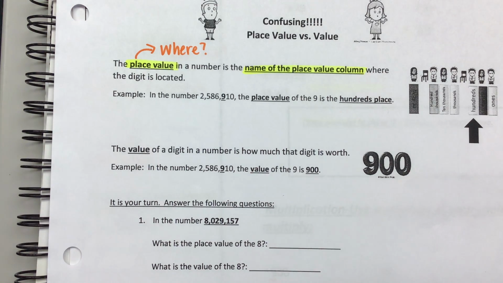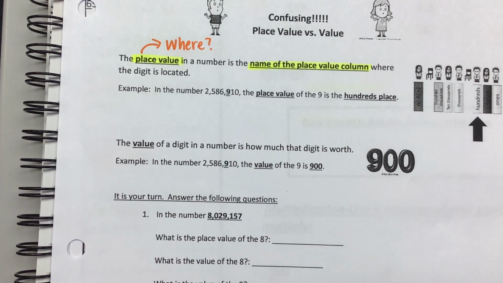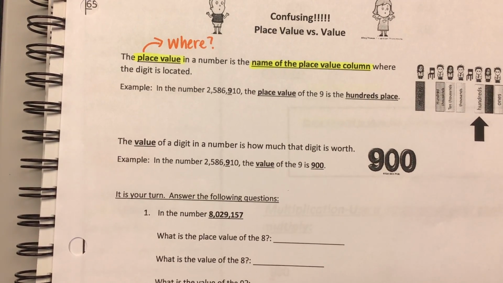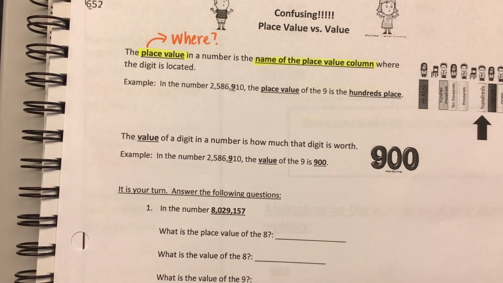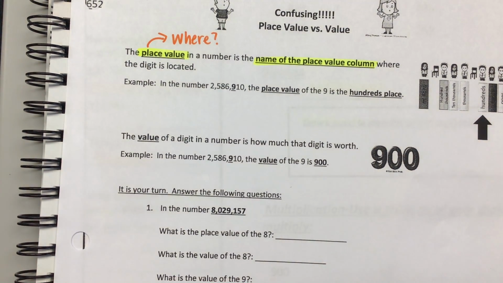Ones, tens, hundreds, thousands, 10,000s, 100,000s, millions. In 4th grade, we only have to go to millions. So you need to know from the hundredths, which is 2 to the right of the decimal point, the tenths, then the ones, the tens, the hundreds, the thousands, the 10,000s, the 100,000s, and the millions. And you need to know that the place values always end in S.